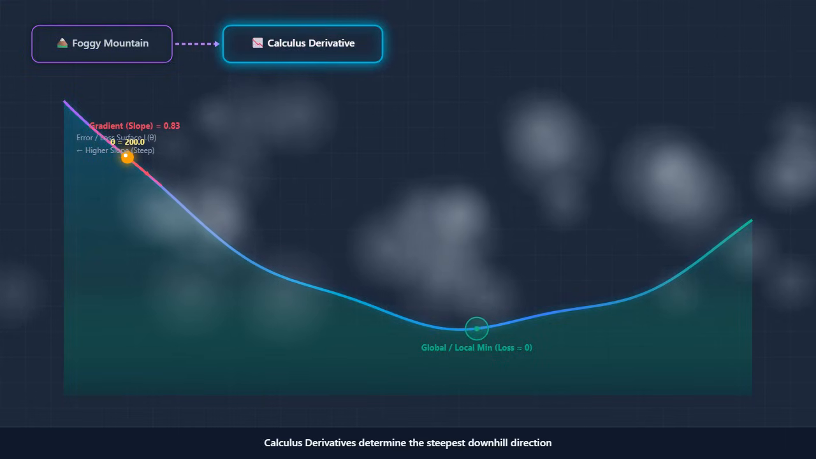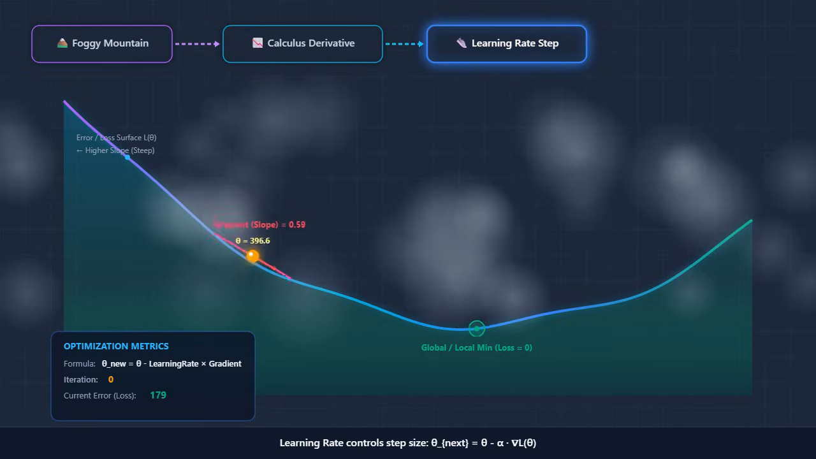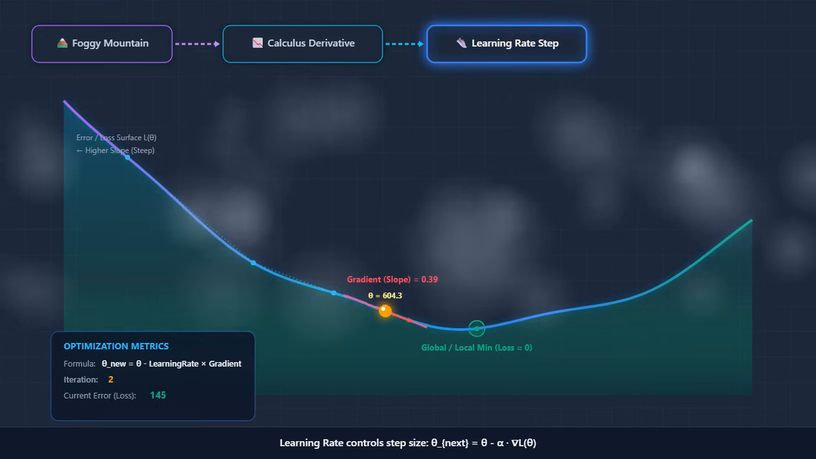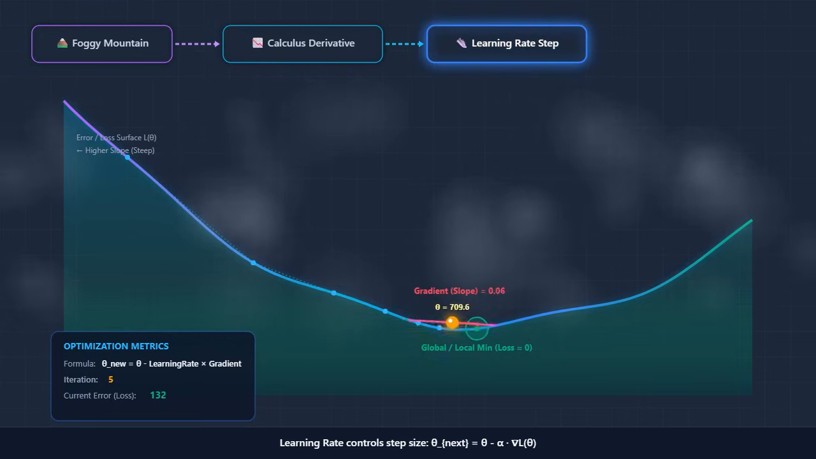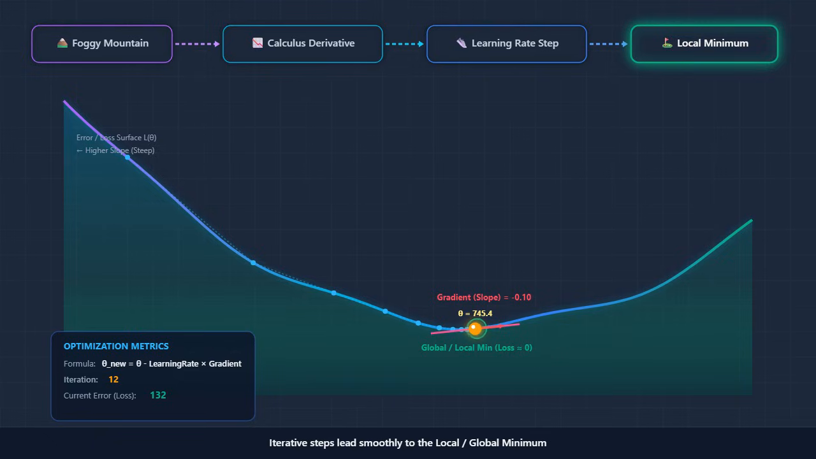Imagine standing on a foggy mountain and trying to walk down to the lowest valley. You take steps downhill. In math, we use a learning rate to determine how big those steps are, and we use calculus derivatives to find which direction is downhill. After many iterations, we reach the local minimum.